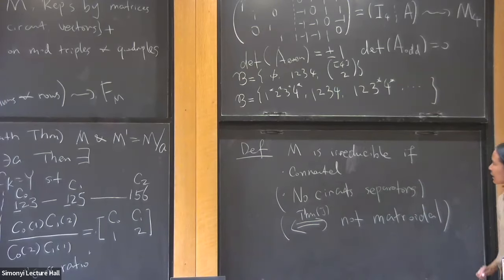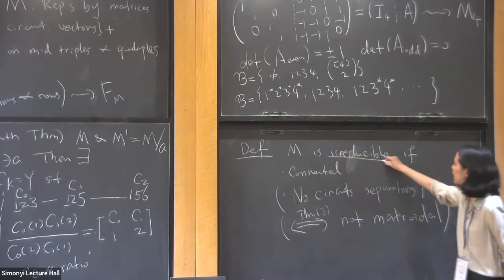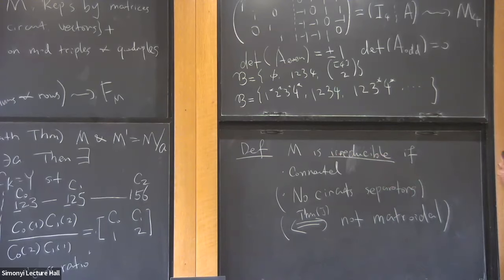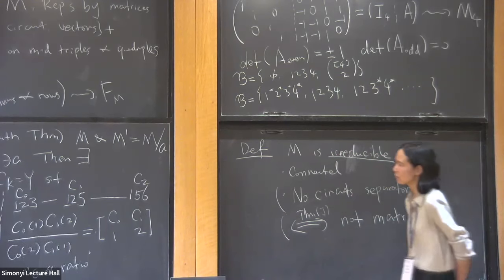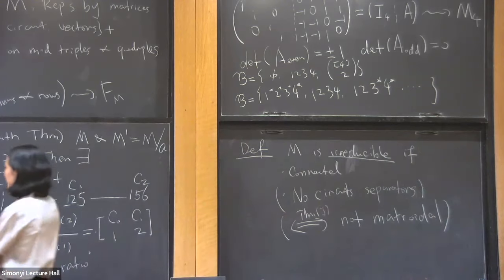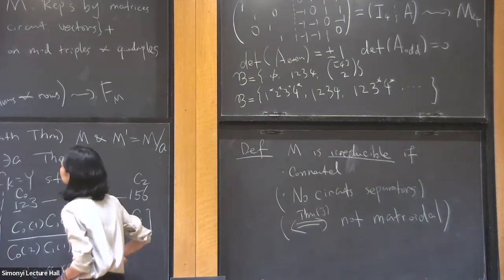Now, why is this also a very nice definition of connectivity or irreducibility? Because it also is preserved when you take minors, which means if your orthogonal matroid M is reducible, then you are able to find some element in the ground set, and by taking contraction, you have another irreducible orthogonal matroid. So that means in the orthogonal case, yes.